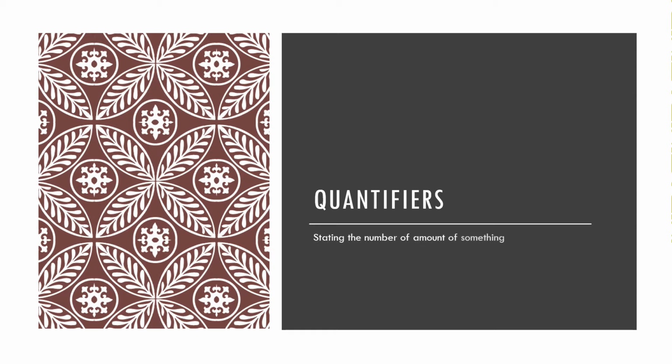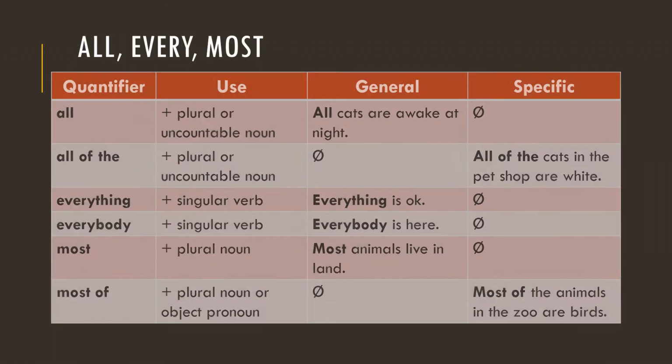In this video, we are going to make a review and, we can say, amplify the list of quantifiers that we have. Remember that they say the number or amount of something, right? So we're going to see what are the ones we know and what are the new ones. Let's begin with all, every, and most.